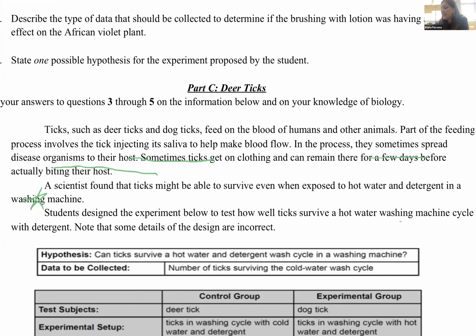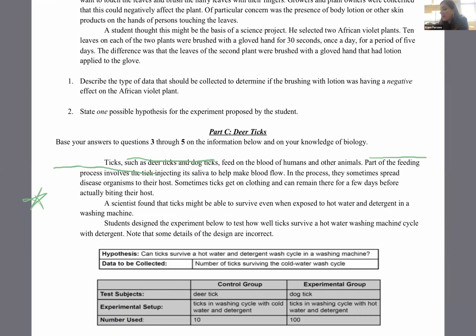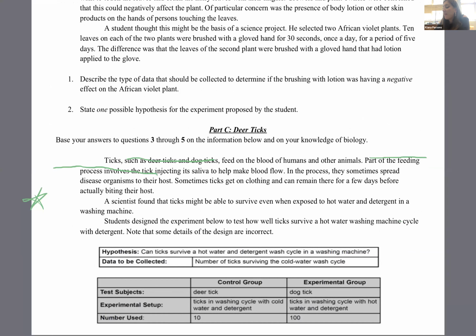So the hypothesis says, can ticks survive a hot water and detergent wash cycle in a washing machine? So that could be your question, right? But is that a hypothesis? The hypothesis would make a prediction. The hypothesis would say, yes, the ticks can survive. The data to be collected, the number of ticks surviving the cold water wash cycle. Uh-oh. It says here we're testing them in hot water washing machine cycle. So is the data going to be the number of ticks that survive the cold water wash cycle?